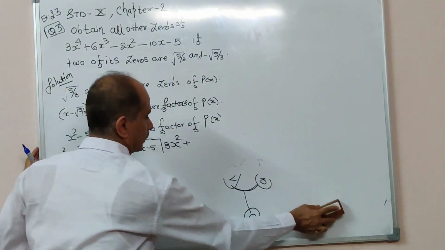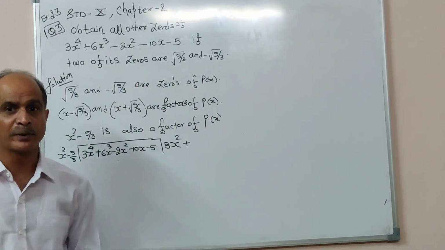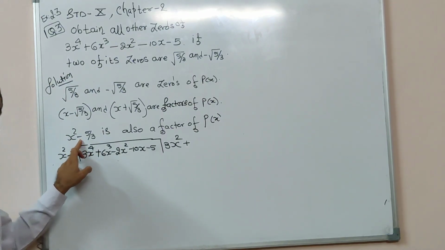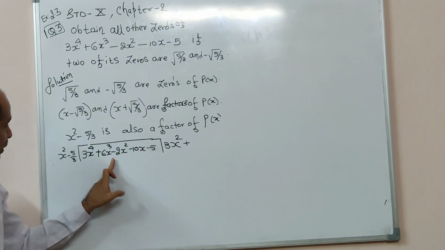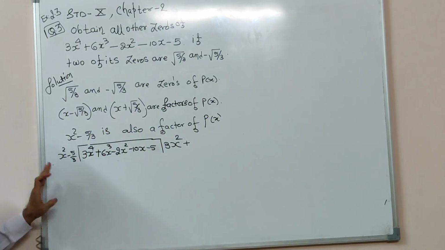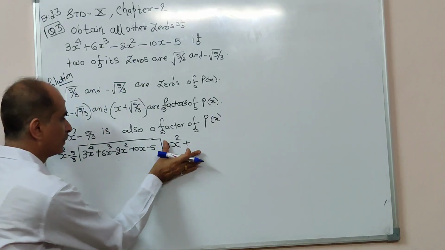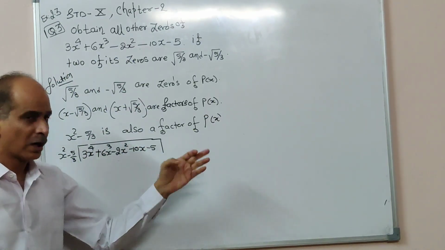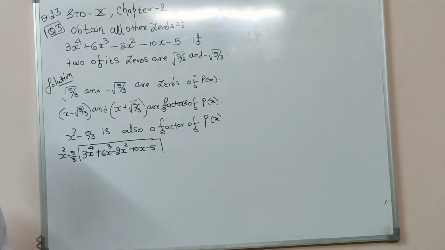So now you know 2 zeros. From the 2 zeros, you have prepared one factor of the given polynomial. So this becomes your divisor. Now, in the second step, you have to divide the polynomial by this factor, that is x square minus 5 by 3. So let me divide the given polynomial by x square minus 5 by 3. You know how to divide a polynomial by another polynomial.